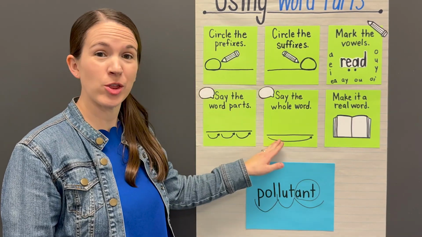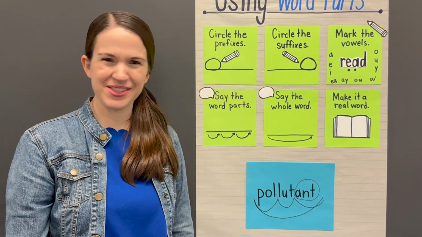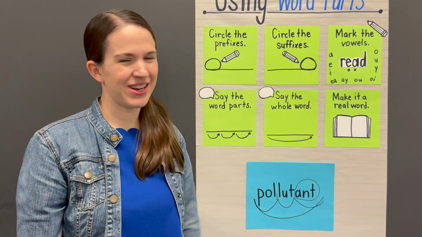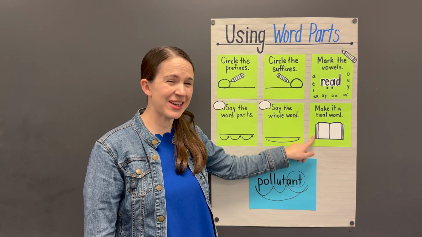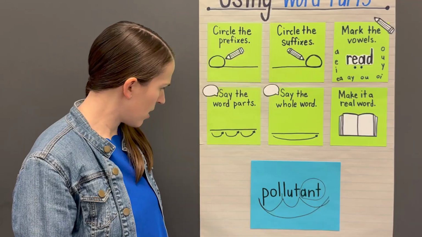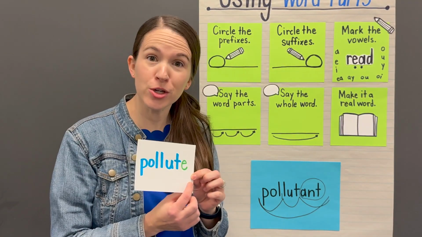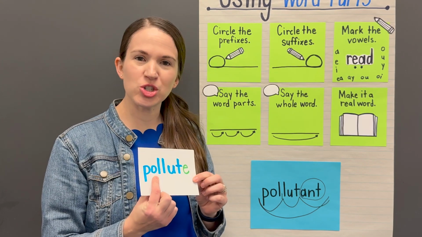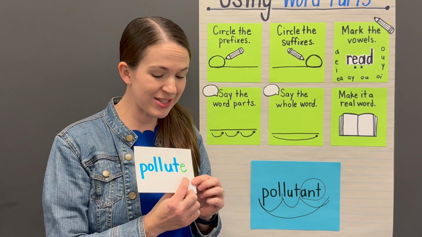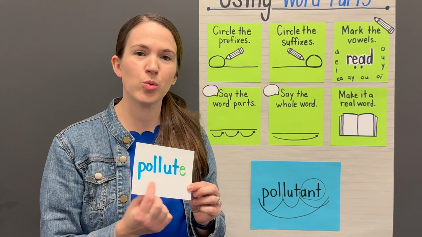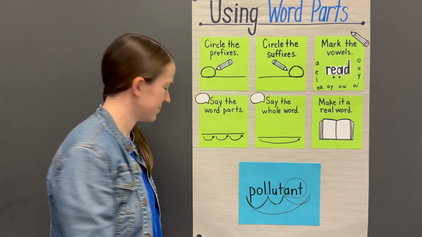Now, let's say the whole word. Pollutant. Is that a real word? Not quite. Let's try different sounds to make this a real word. When I look carefully, I notice the word pollute. The O is making the schwa sound, and the U says oo because there is a final E at the end of the word pollute. Let's try those new sounds.